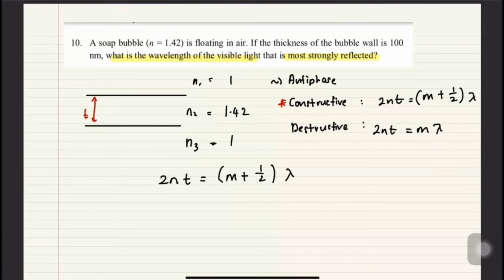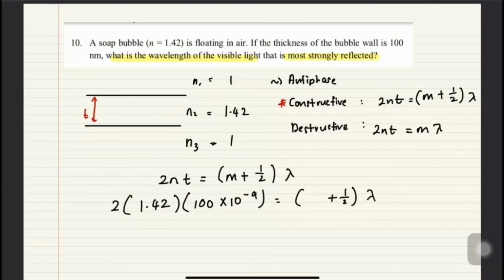So the question actually wants you to find lambda. So 2n is equals to what? N, what value do we use? 1.42. Yes, 1.42. How about t? 100 nanometer, right? 100 times 10 negative 9. Okay, m equals to 1. True, 1. The minimum number that you can substitute.